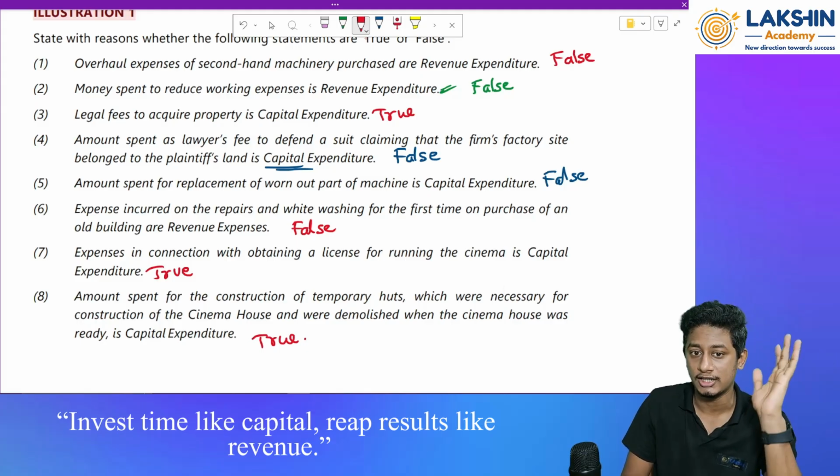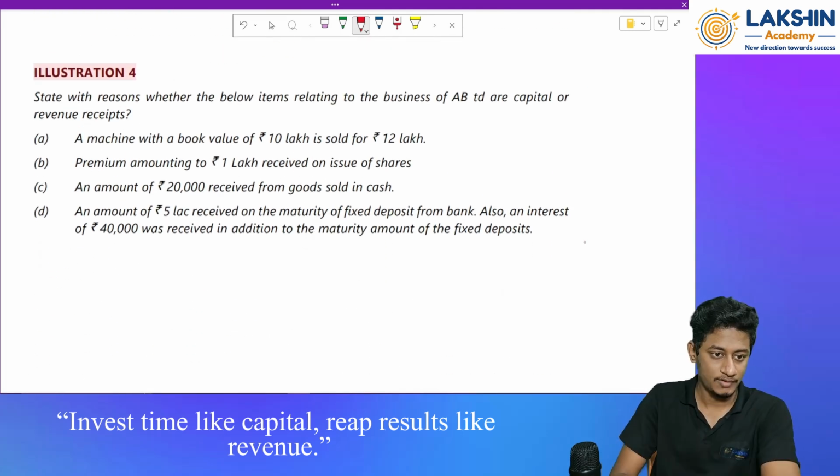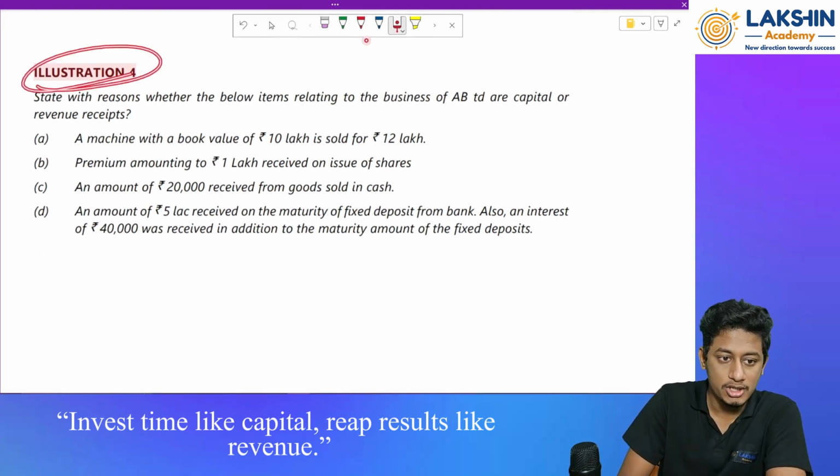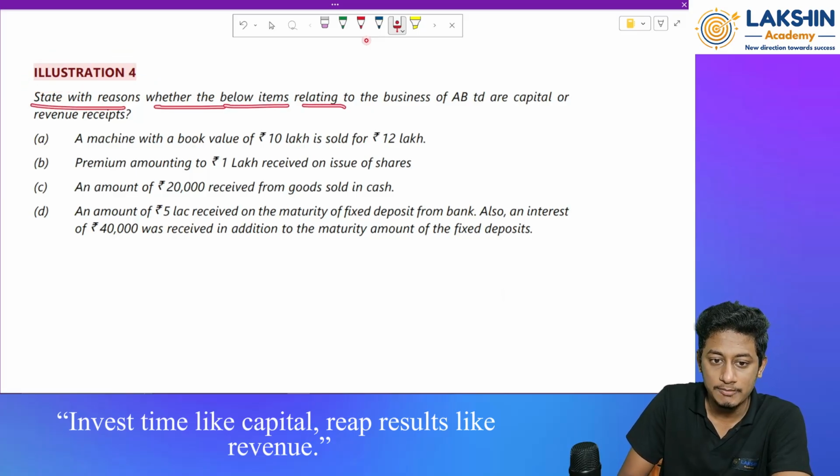Then this is how you need to think to figure out whether it's a capital expenditure or a revenue expenditure. Okay, let's move on to the next question. Illustration number 4 from your study material. State with reasons whether the below items relating to the business of AB Limited are capital or revenue receipts.